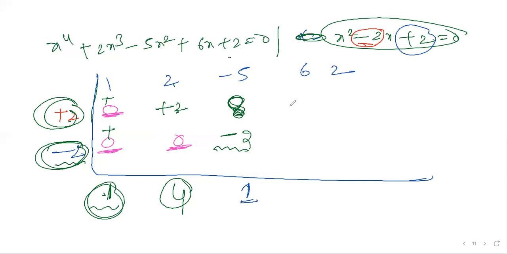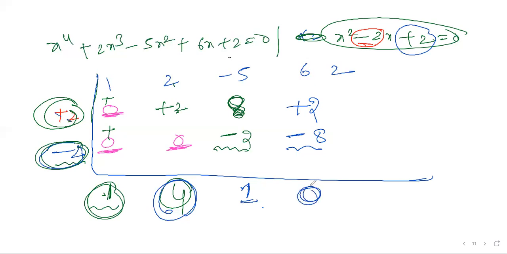Now, minus 2 into minus 4, how much is it? 8. Line clear? Add it out. The answer is 0.